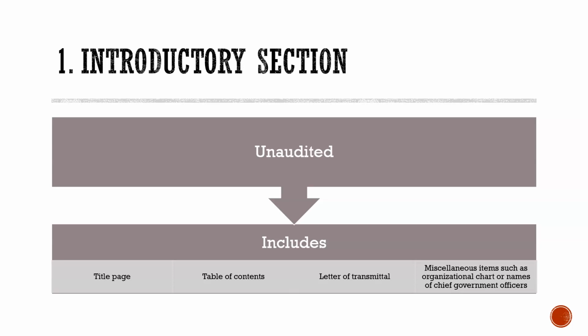So you'll have your title page, you'll have a table of contents, you'll have letters of transmittal, miscellaneous items. So you may include like an organizational chart. So, here we start with the mayor, and then these are your city council members, and this is your finance director for the city, and this is your city clerk and your utility clerk and all the people that work all under them. You guys should know what an organizational chart is at this point, but that's essentially what it's going to be. That would be something that you would include in your introductory section.